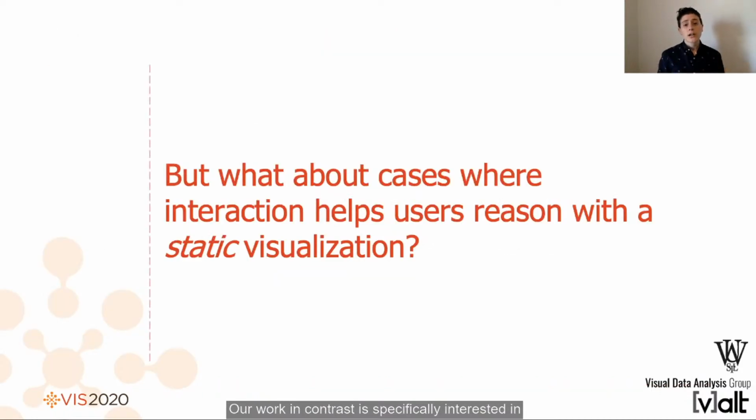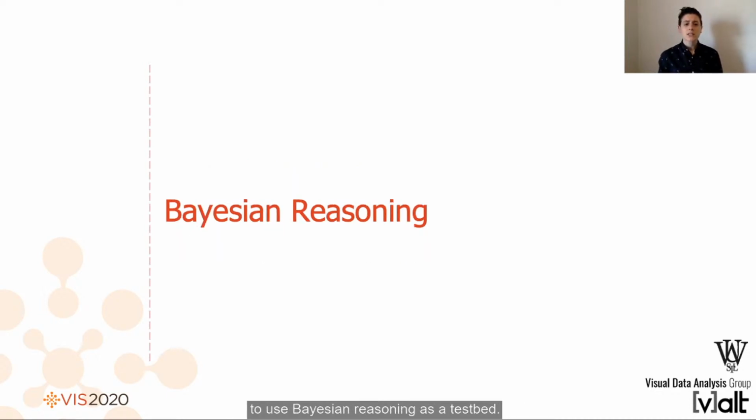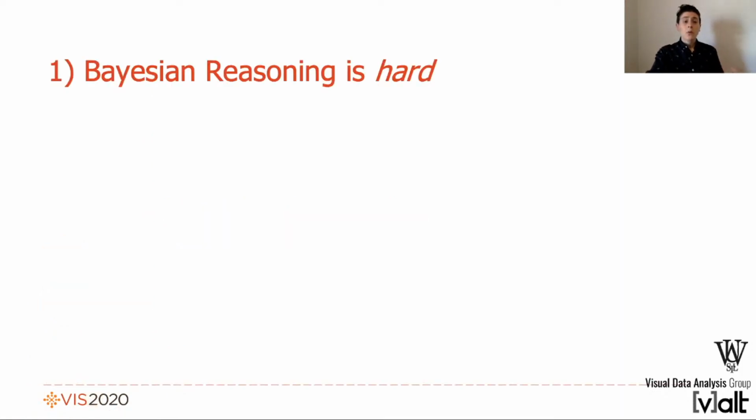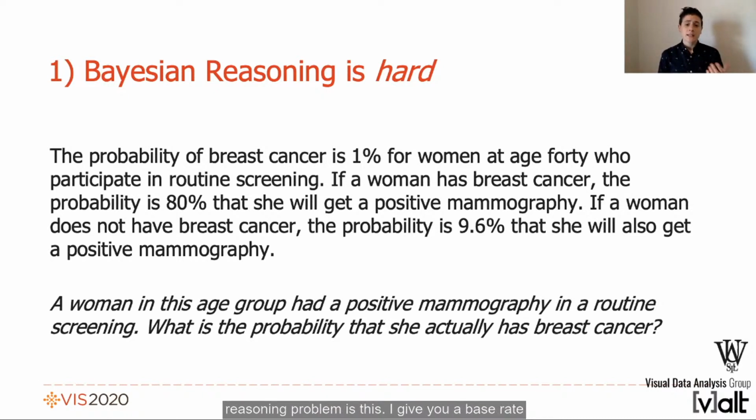Our work, in contrast, is specifically interested in cases where interaction could help users reason with a static visualization. And so in order to investigate this, we decided to use Bayesian reasoning as a testbed, for two reasons in particular. One, Bayesian reasoning has been well established as a hard task. The canonical example of a Bayesian reasoning problem is this.